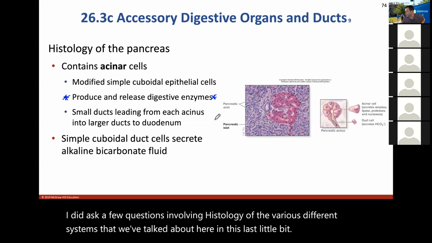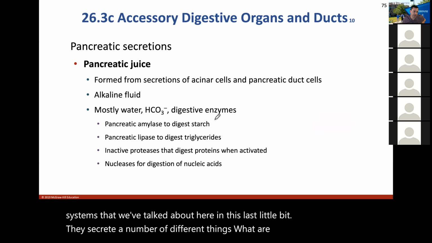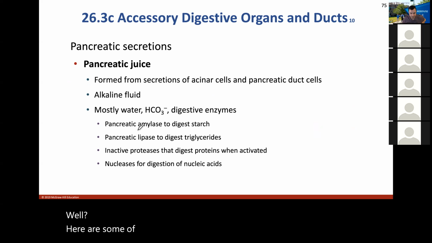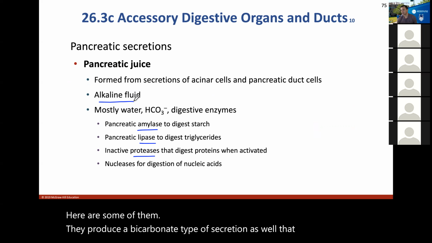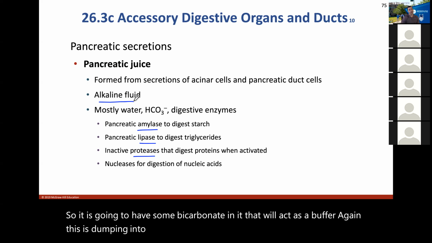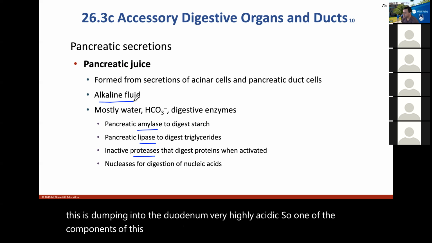They secrete a number of different things. What are those different things? Well, here are some of them. They produce a bicarbonate type of secretion as well that helps to buffer. So it is going to have some bicarbonate in it that will act as a buffer. Again, this is dumping into the duodenum, very highly acidic. So one of the components of this pancreatic juice is going to be bicarbonate to help buffer that.